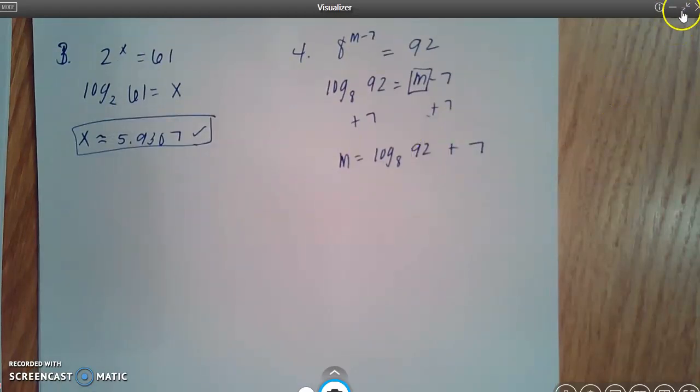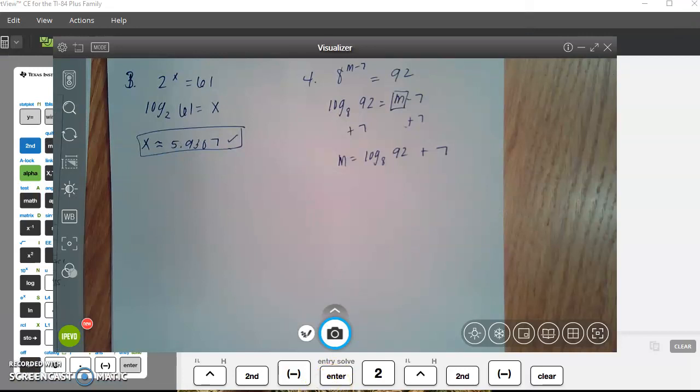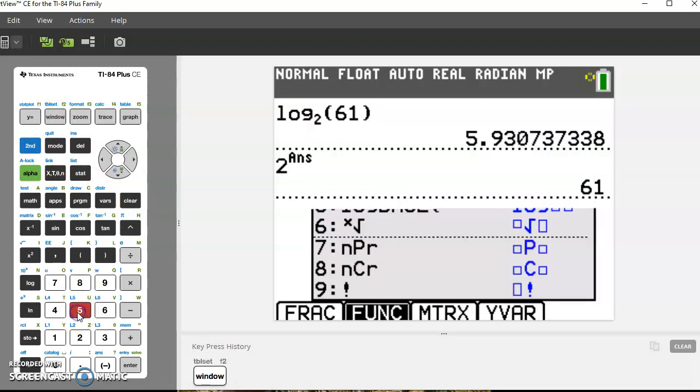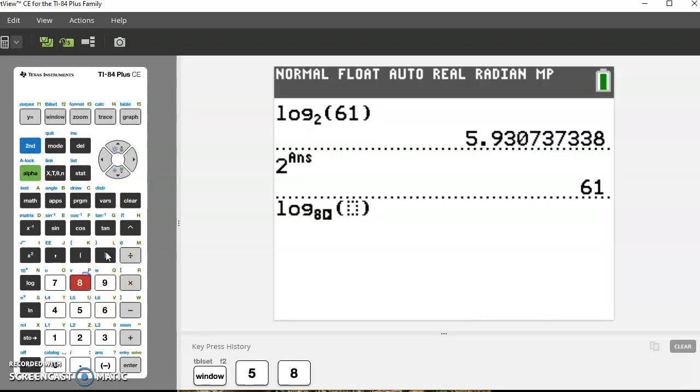So now let's go through and check our answer. Okay, so going back to the calculator, I'm going to hit alpha window, number 5. I want log base 8 of 92. Make sure you arrow outside of your parenthesis and you'll hit plus 7.